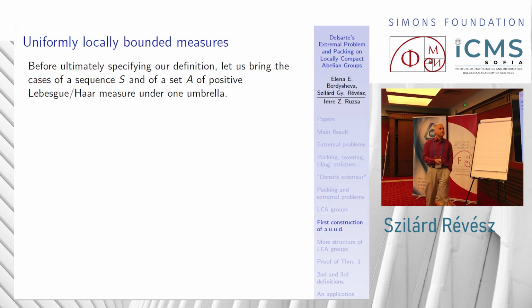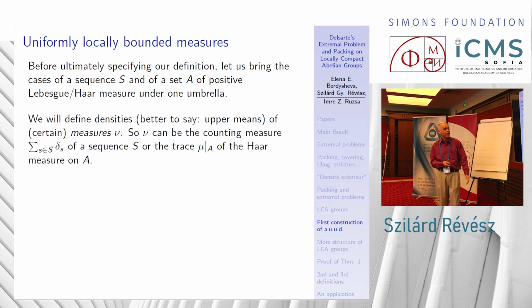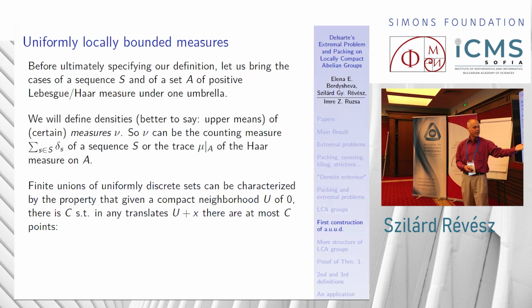Before giving the definition, let me just bring under one umbrella sequences and Lebesgue or Haar measurable sets, and even measures in general. For the sequence, we can already associate the counting measure. So it is just a measure. And the discreteness means that this measure has only finitely many points, so has bounded total variation in any translate of a given compact neighborhood. So the right family of measures here should be measures which are locally uniformly bounded. Not necessarily of finite total variation, like the Haar measure is not of finite total variation, but everywhere its mass is bounded.